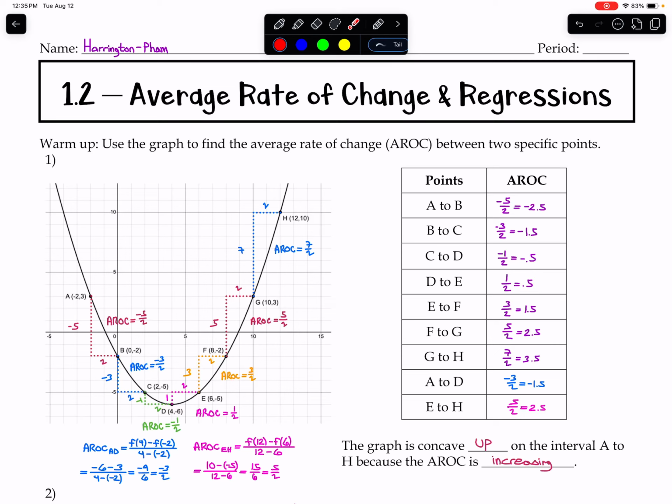Welcome back, everyone. In this lesson, we're going to talk about average rate of change again. We're going to continue on from the previous lesson, and then we're going to add in what we call regressions, but we'll get to that in a bit. We're going to start off by recapping and talking more about average rates of change.